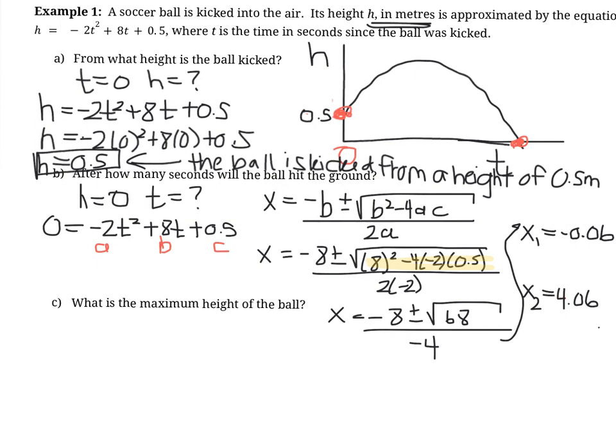So let's go back to what this question said. This question said, after how many seconds will the ball hit the ground? So we're looking for this answer here. Why did we get 2? Well, which answer would this one be? Would this make sense that it could be negative 0.06 seconds? That doesn't make sense. It's on the positive x-axis. This must be the time, 4.06 seconds.